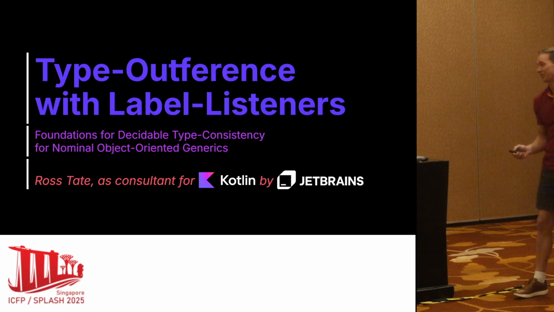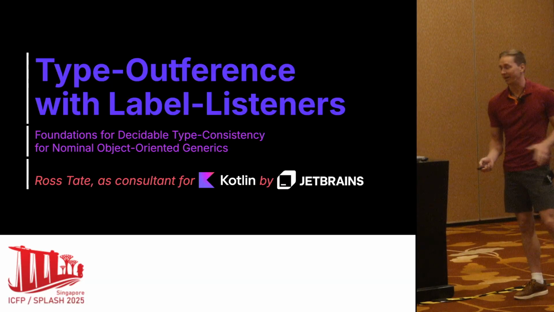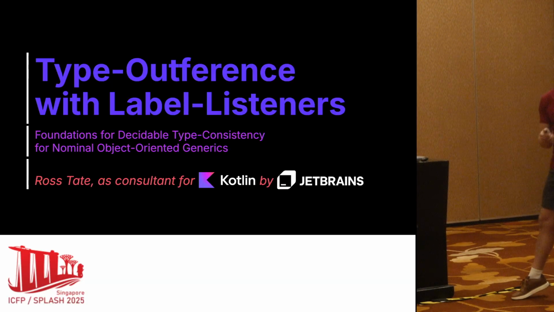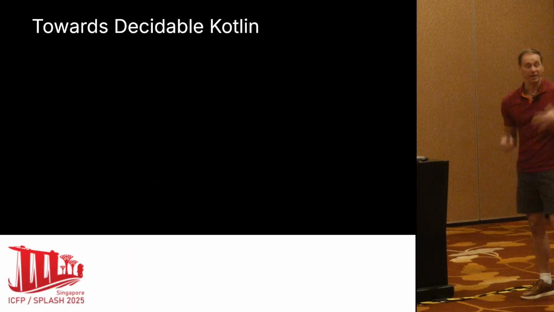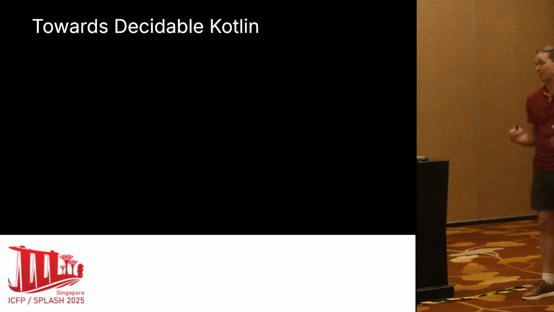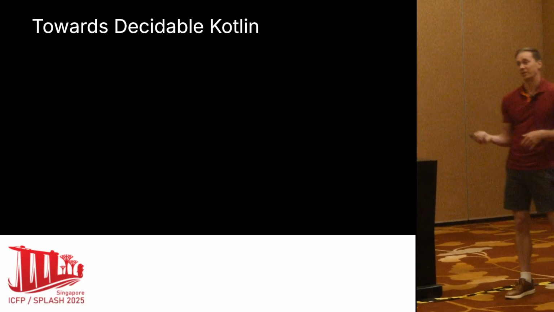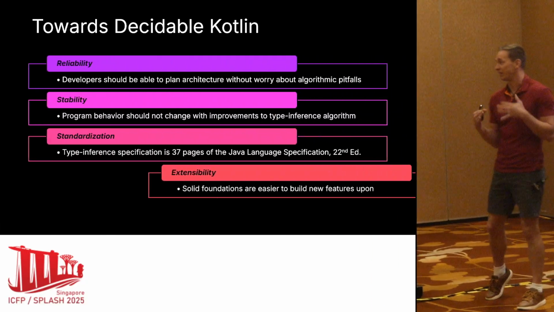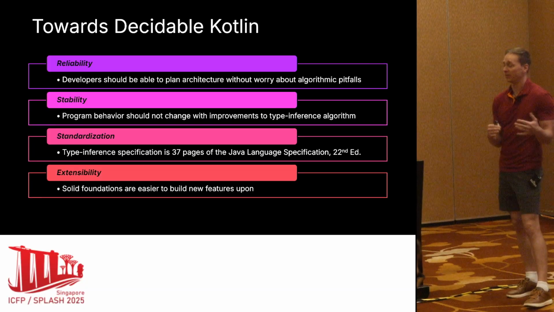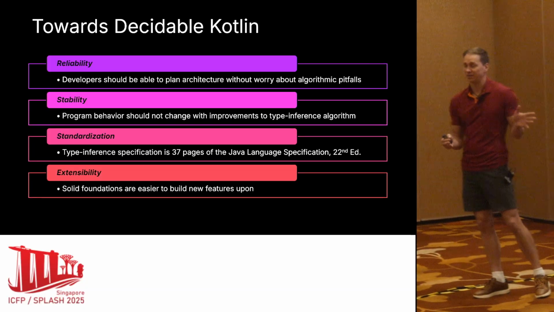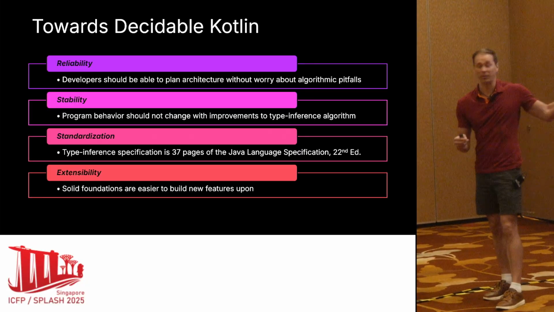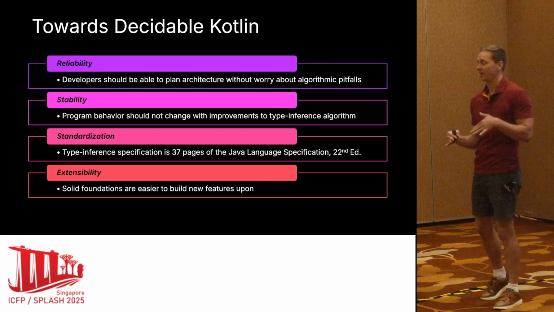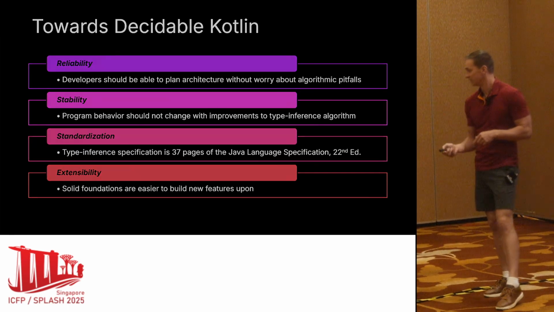All right. Hi, I'm Russ Tate, and I'm excited to be presenting this work I've been doing with the Kotlin team in order to make their type system decidable. The team views decidability as not just an academic principle, but something that can provide real pragmatic value for them. In particular, they see it as a means for providing a reliable and stable programming language that has a declaratively specified standard that's easy to extend with oft-requested features. And the work I'm going to present today seems to lay the foundations for making this possible.